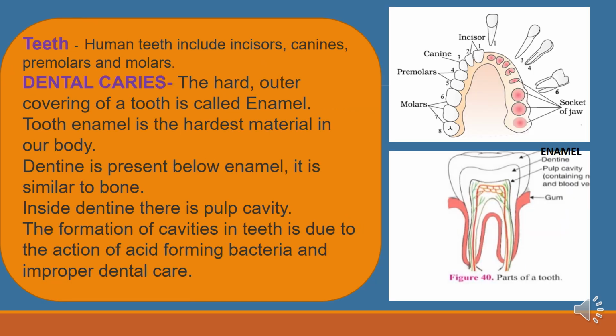Then teeth. In human beings, there are four types of teeth. Incisors. Incisors are the teeth which are on the front side. Then canines. Canines are the pointed teeth. Then premolars and molars. So incisors help in speech. Incisors help in speaking. Canines are very pointed, and they help in tearing. So they are well developed in tigers. In tigers, canines are there for tearing of flesh.